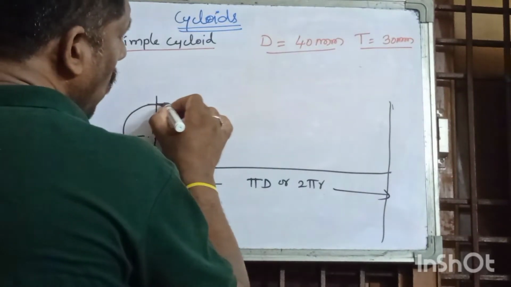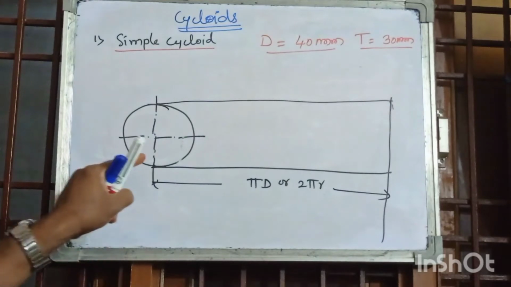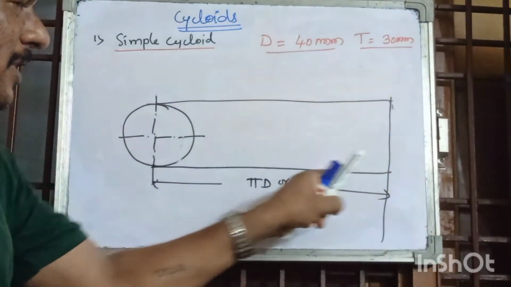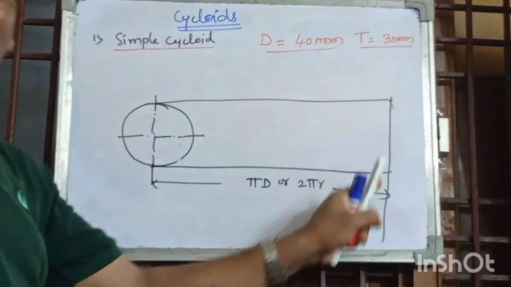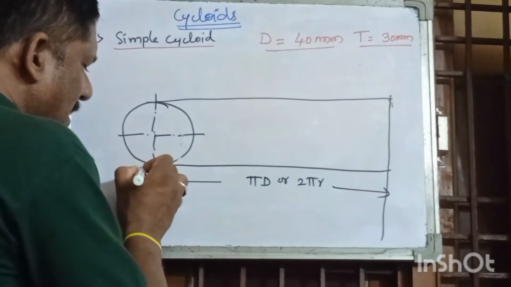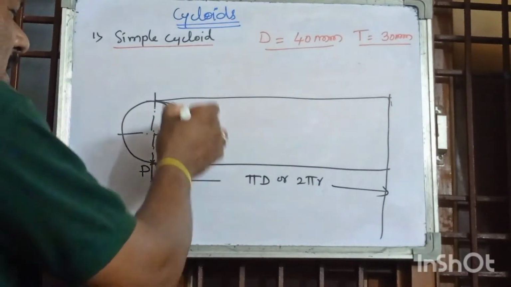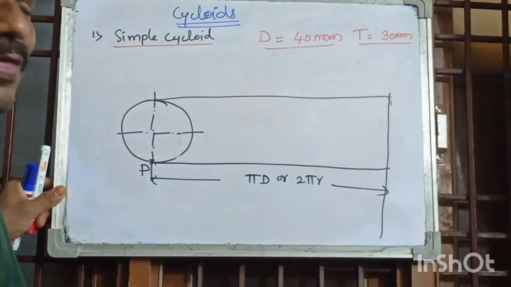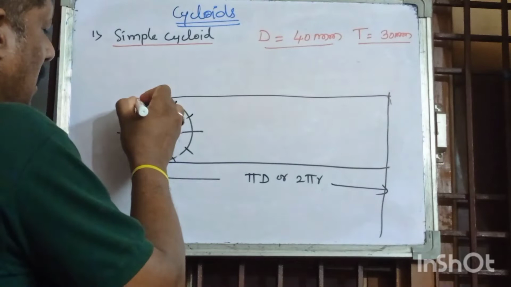Now draw the parallel line through the topmost point. Whatever curve the generating point produces will lie between this rectangle only, so first draw the limit of the arc. The generating point is not given here, so I am taking the generating point here. Then divide this circle into 12 equal parts. We already know from previous videos how to divide the circle: 30 degrees, 30 degrees, just to divide into equal parts.